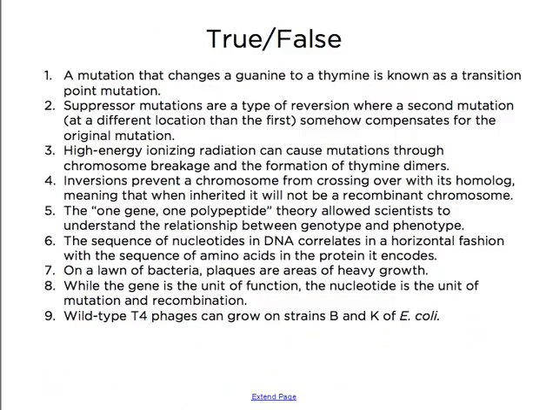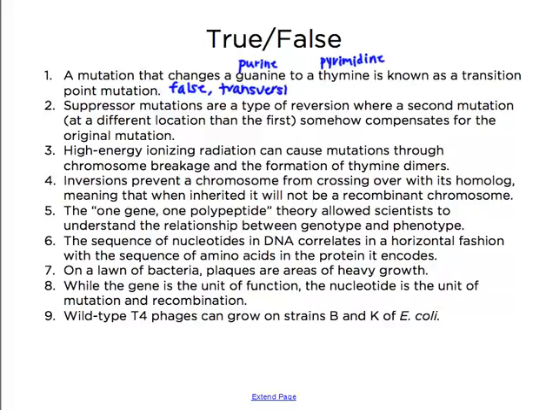Now let's run through the true and false section for this chapter. Statement 1. A mutation that changes a guanine to a thymine is known as a transition point mutation. So remember that guanines are purines, and that thymines are pyrimidines. So when you're going from a purine to a pyrimidine, or you're going from a pyrimidine to a purine, that's actually known as a transversion point mutation. So this is false, and the correct answer is a transversion.